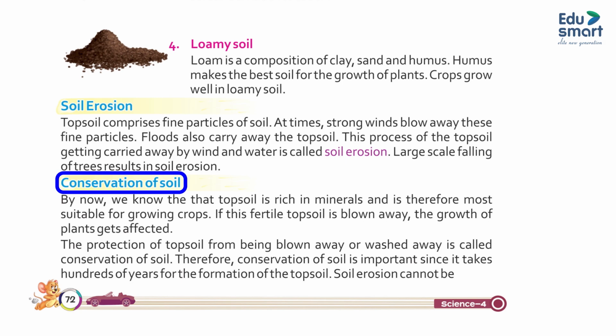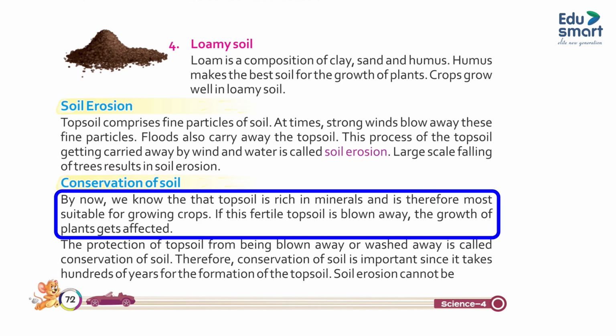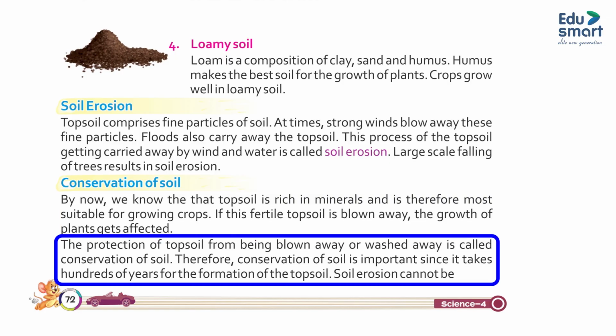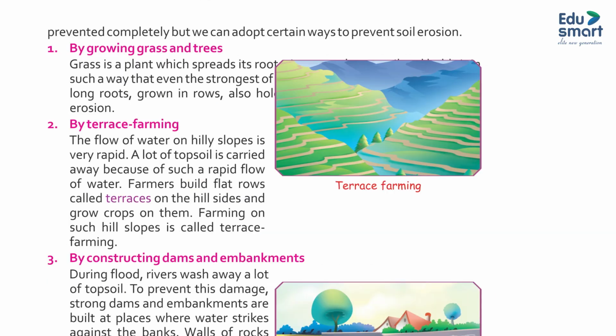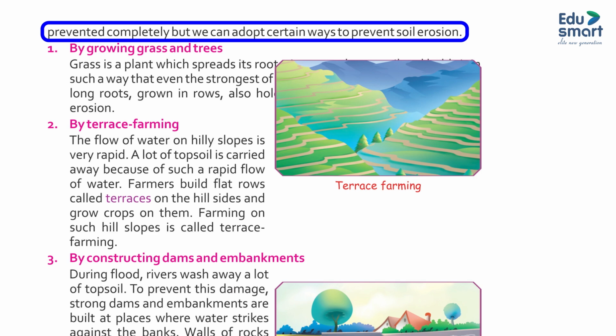Conservation of soil. By now we know that the soil is rich in minerals and is therefore most suitable for growing crops. If this fertile topsoil is blown away, the growth of plants gets affected. The protection of topsoil from being blown away or washed away is called conservation of soil. Therefore, conservation of soil is important since it takes hundreds of years for the formation of the topsoil. Soil erosion cannot be prevented completely, but we can adopt certain ways to reduce it.